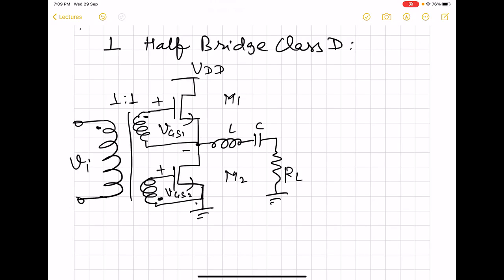So here both M1 and M2 are made to operate as switches. So we will assume that they are ideal switches. They suddenly turn on and suddenly turn off. And this common point, which is the source of the first MOS, will be designated as S1. And here we have drain 1, and this is source 2.